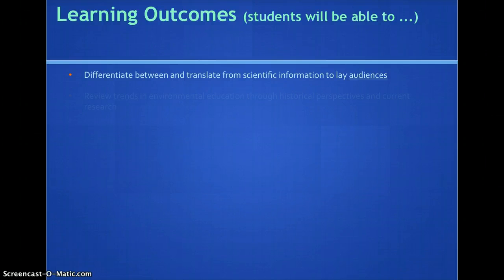The learning outcomes that helped us to form the entire curriculum came from Alyssa, Anna, and I brainstorming along with Jerry to figure out what we want the students to be able to do coming away from this class. So we want the students to be able to differentiate and translate from scientific information to a lay audience or the general public. Review trends in environmental education, both historical and current research, what's going on right now.